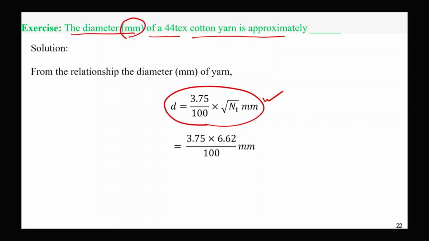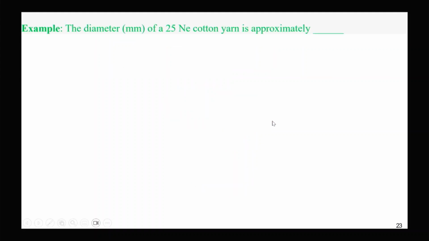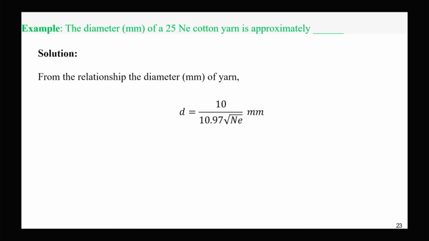here the tex value was given, 44 tex. So if we take the square root of 44, it will become 6.62, and the yarn diameter becomes 0.24. So using this relationship directly we get the diameter for any given yarn linear density. But this is a rough estimation, and let us see the yarn diameter in millimeter.